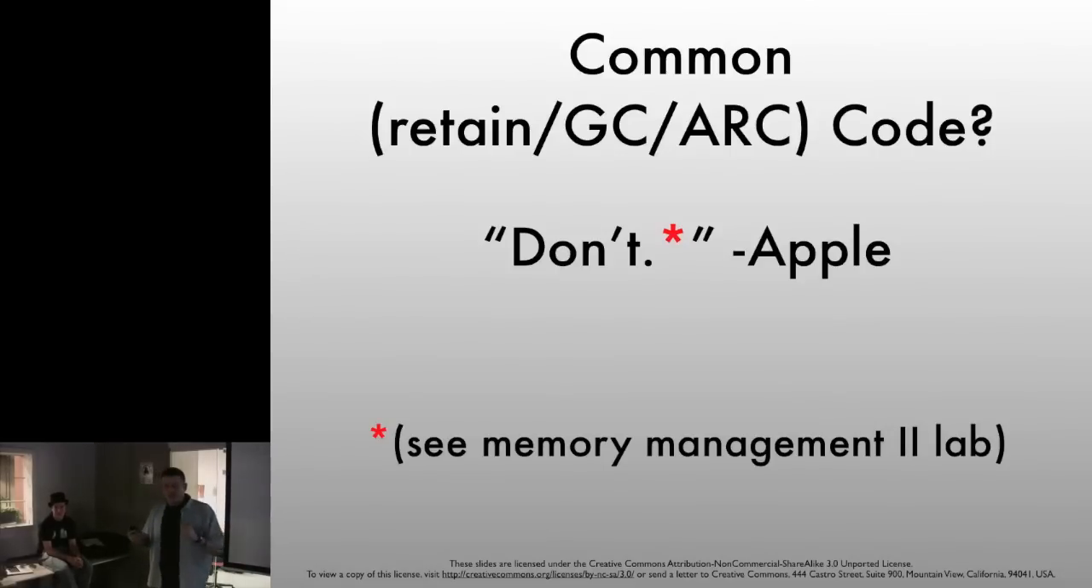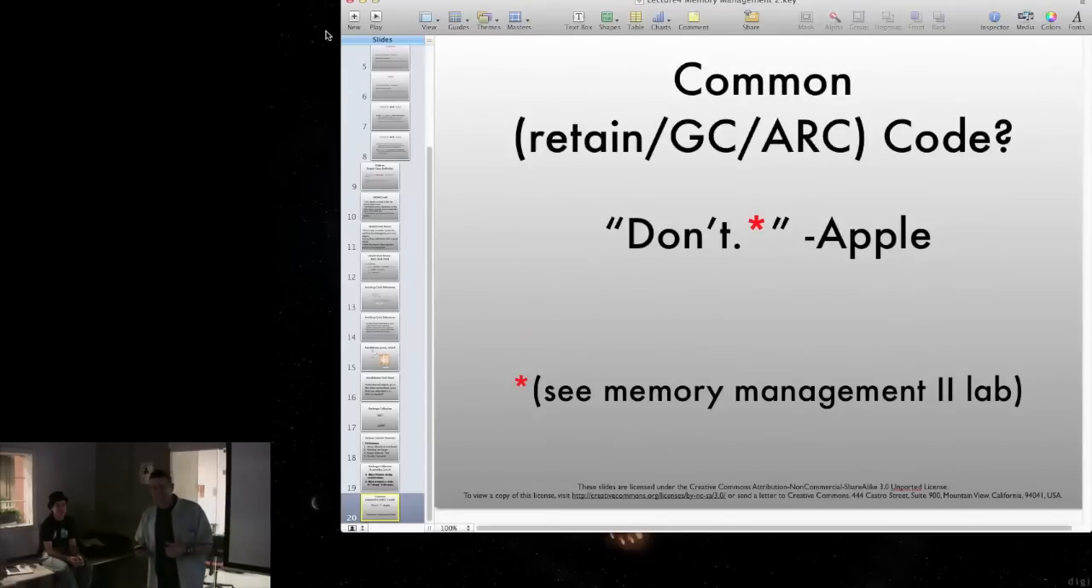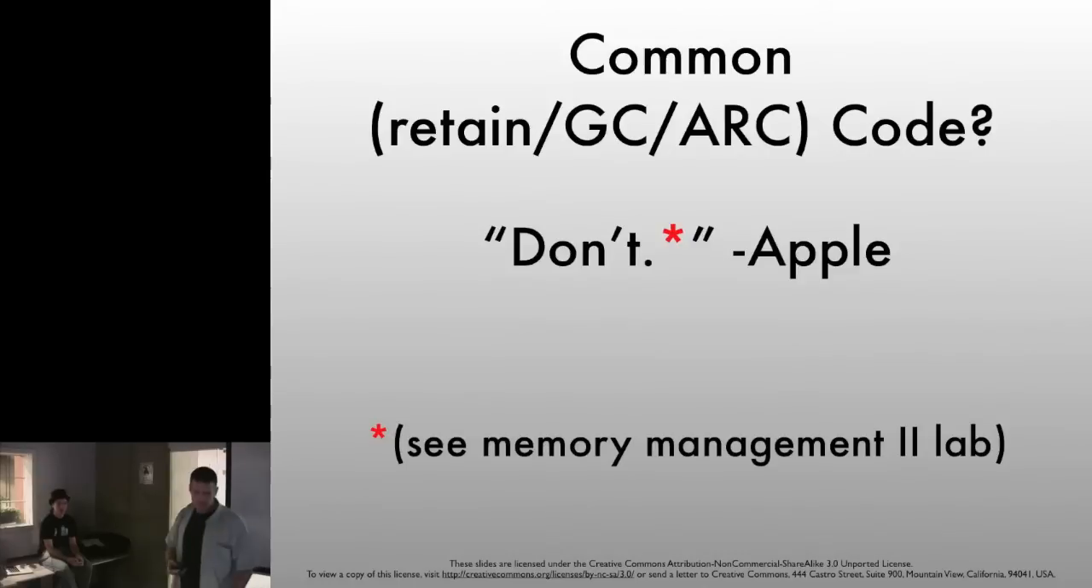So the don'ts for the retains and garbage collection and automatic reference counted code, they're in the lab actually. The lab for today, you'll see what Apple says about some of these things. Again, highly recommended that you follow the Apple guidelines. Don't mix and match them. Just pick one. Either pick manual retain release, garbage collection, or automatic reference counting.